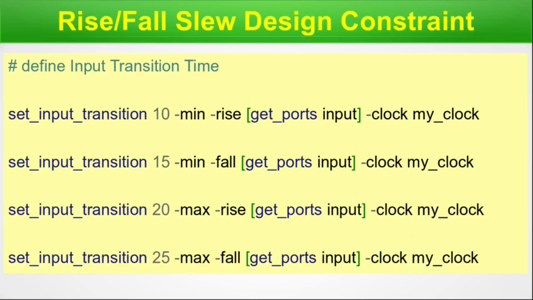So again, let me bring my mouse pointer. You can see the values are different, each value is different from one another, and here two are min, these are two static, but this is varying. So rise, fall, and here it is static. So this is how we are defining the constraint for the input transition time.